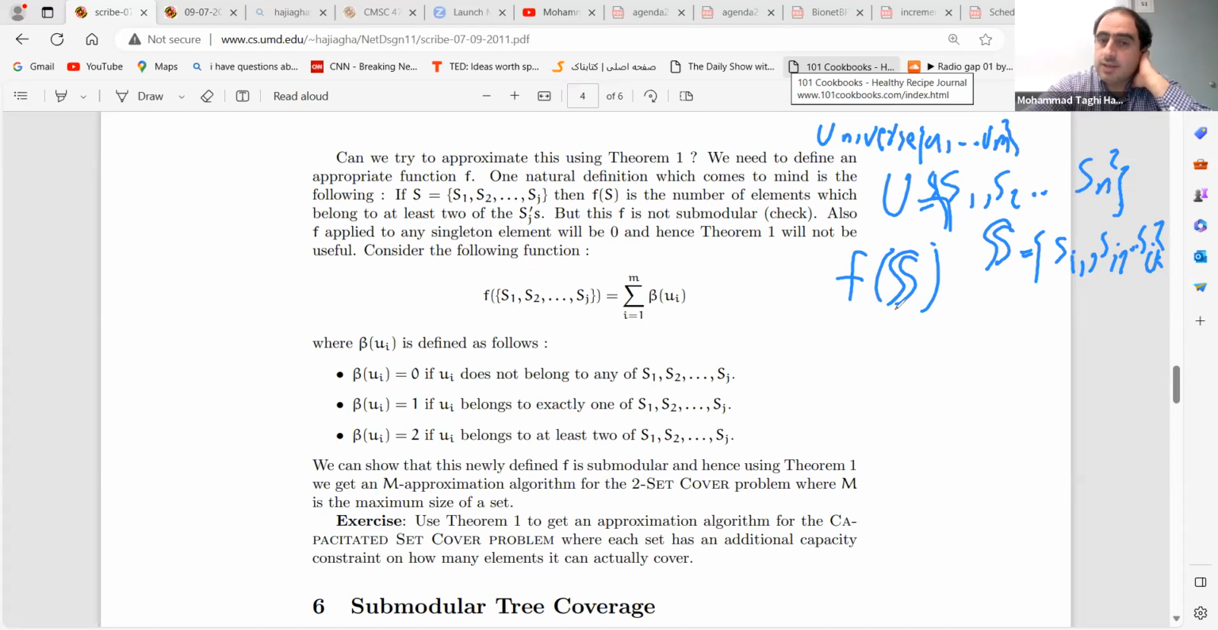So f of S, we can say, is the number of elements which belong to at least two of these sets. Good. So we can define the coverage of this S to be the number of elements which are essentially covered at least by two of these. This is a very natural thing. So you can check that in this case, F is not submodular.